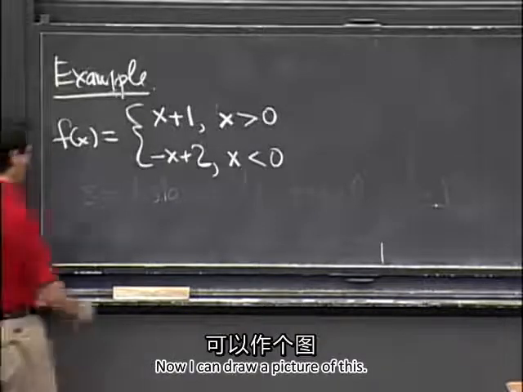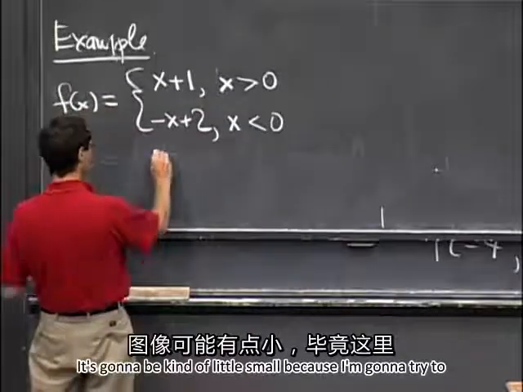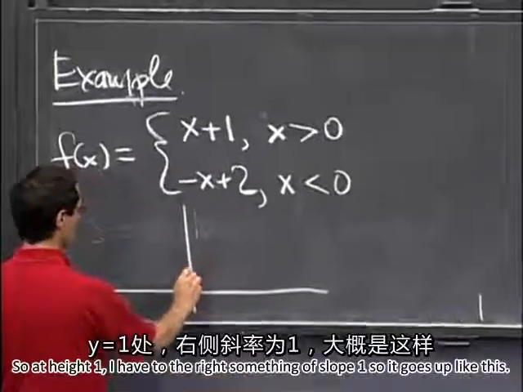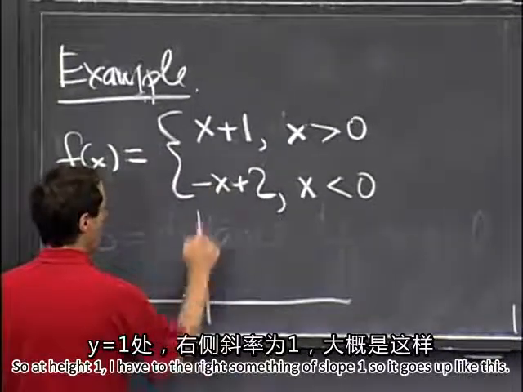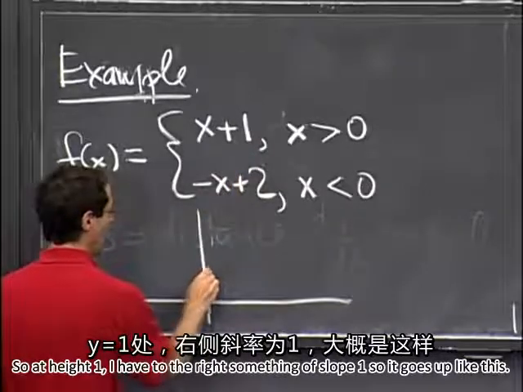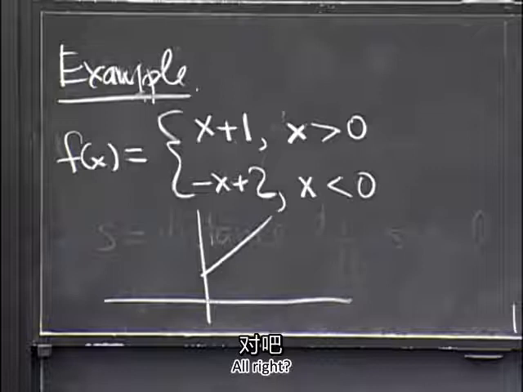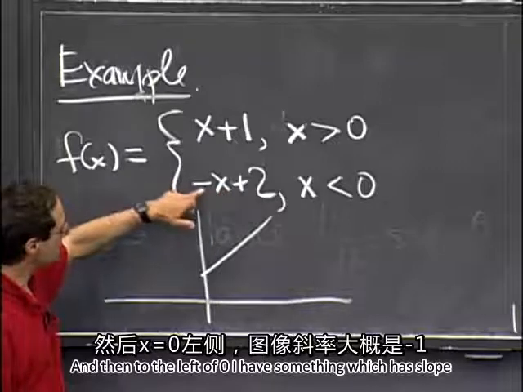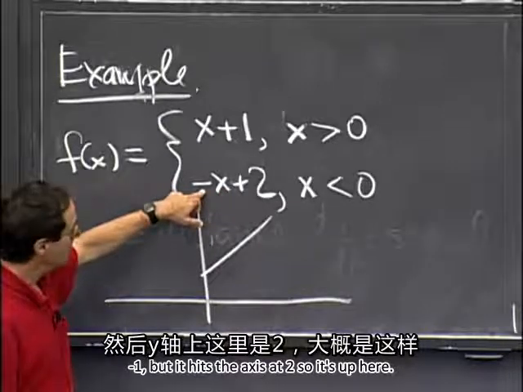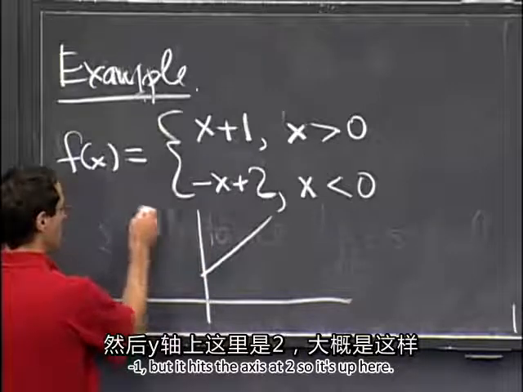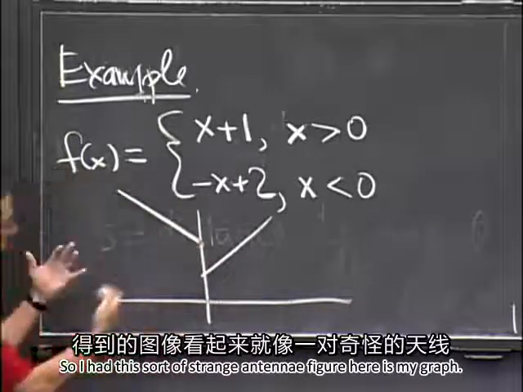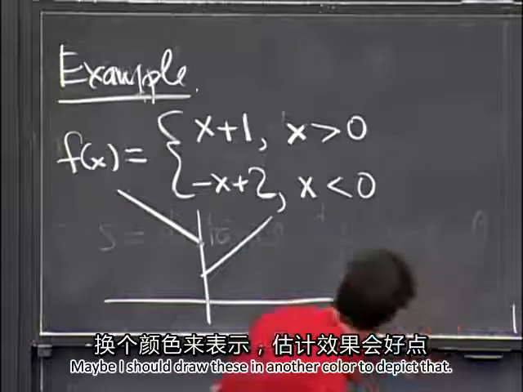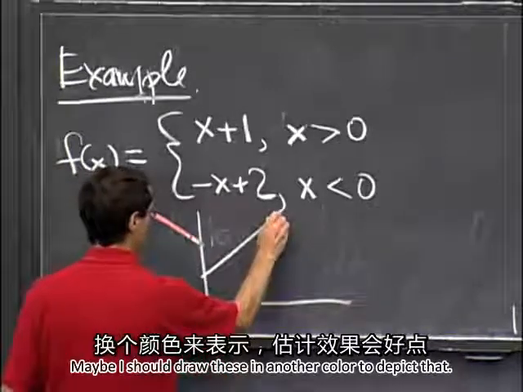Now I can draw a picture of this. It's going to be kind of a little small because I'm going to try to fit it down in here, but maybe I'll put the axis down below. So at height 1, to the right, I have something of slope 1. So it goes up like this. And then to the left of 0, I have something which has slope negative 1. But it hits the axis at 2, so it's up here. So I have this sort of strange antenna figure here, which is my graph. Maybe I should draw these in another color to depict that.